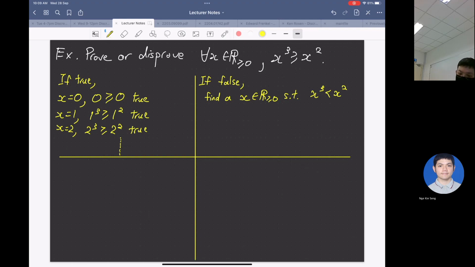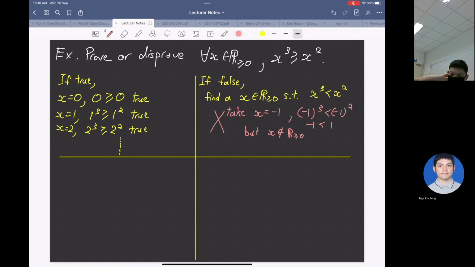Like what? -1? Hey, no. Wait first. So he says take, I think this is a good example, x equals -1. (-1) cubed is less than (-1) squared, which is -1 less than 1. But x doesn't live in the real numbers greater than or equal to 0. Right? So you take it out of the domain already. So this one cannot work. I purposely chose the domain.